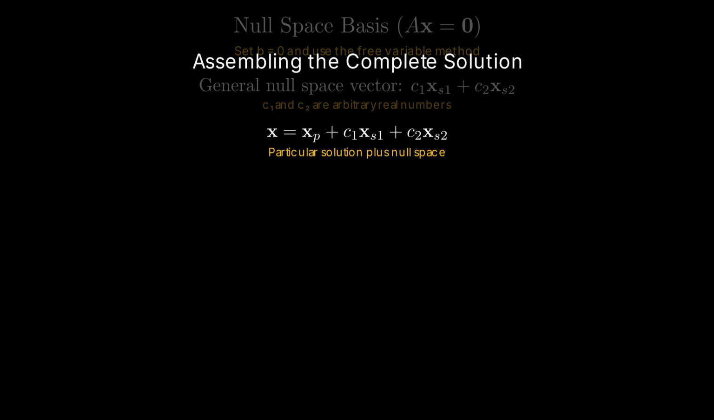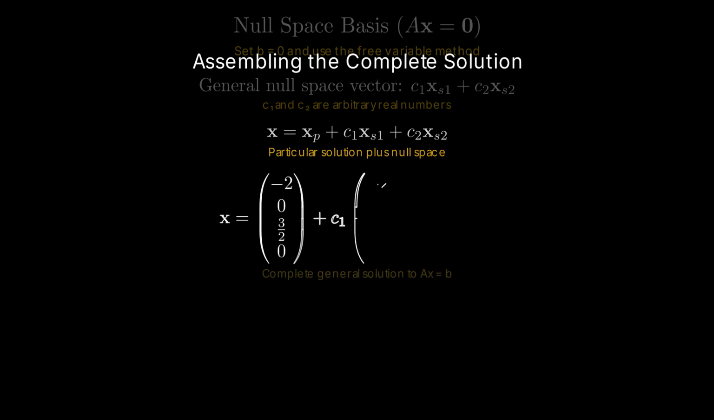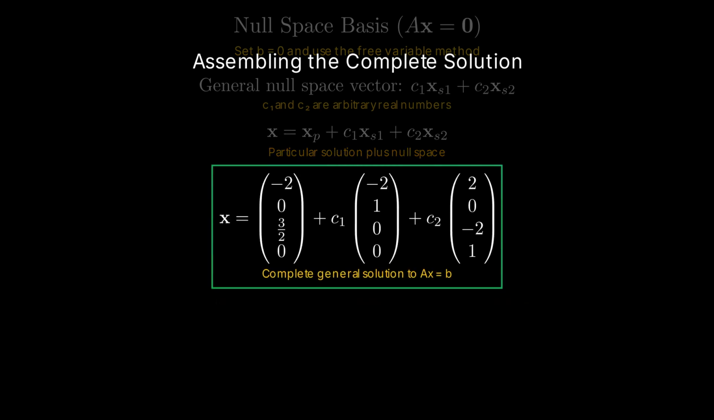x equals the particular solution xp plus c1 times xs1 plus c2 times xs2. Written out explicitly, that is (-2, 0, 3/2, 0) plus c1 times (-2, 1, 0, 0) plus c2 times (2, 0, -2, 1). Here, c1 and c2 are arbitrary real numbers, and as they range over all values, this expression generates every solution to the original system. We need to confirm that this formula captures every solution, no more, no less.